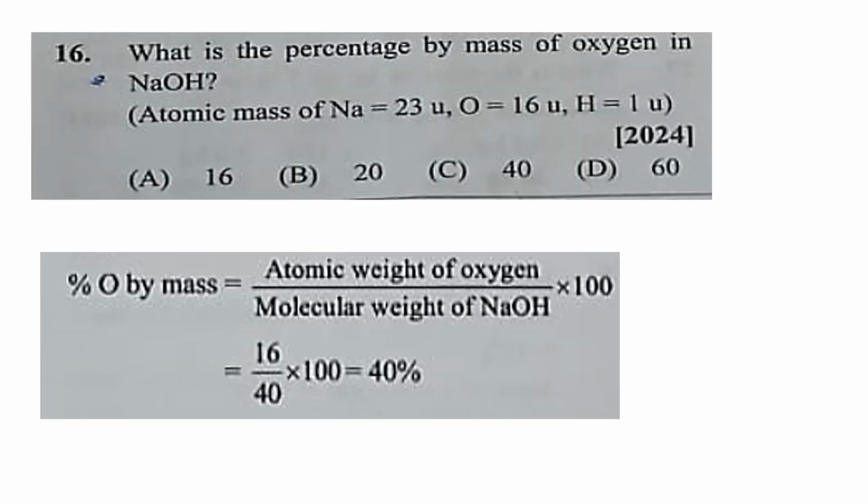Question number 16. What is the percentage by mass of oxygen in NaOH? If we take the molecular weight of NaOH, what do we have to do? We have to sum the atomic masses of sodium, oxygen and hydrogen. Then we will get 40. And what is the atomic weight of oxygen? It is 16. For getting percentage oxygen by mass, we calculate 16 by 40 into 100, which is 40. Option number C is the correct one for this.